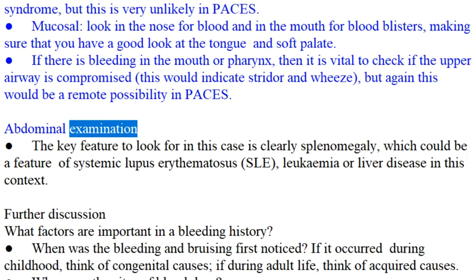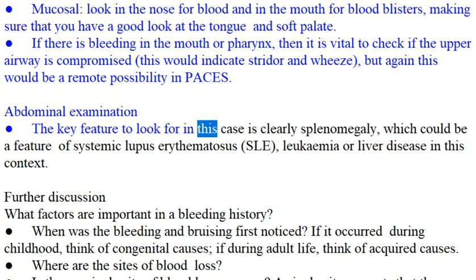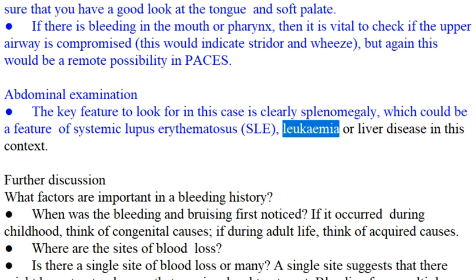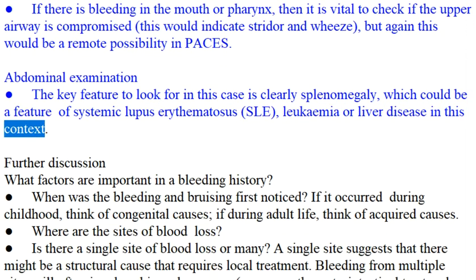Abdominal examination. The key feature to look for in this case is clearly splenomegaly, which could be a feature of systemic lupus erythematosus, SLE, leukemia, or liver disease in this context.